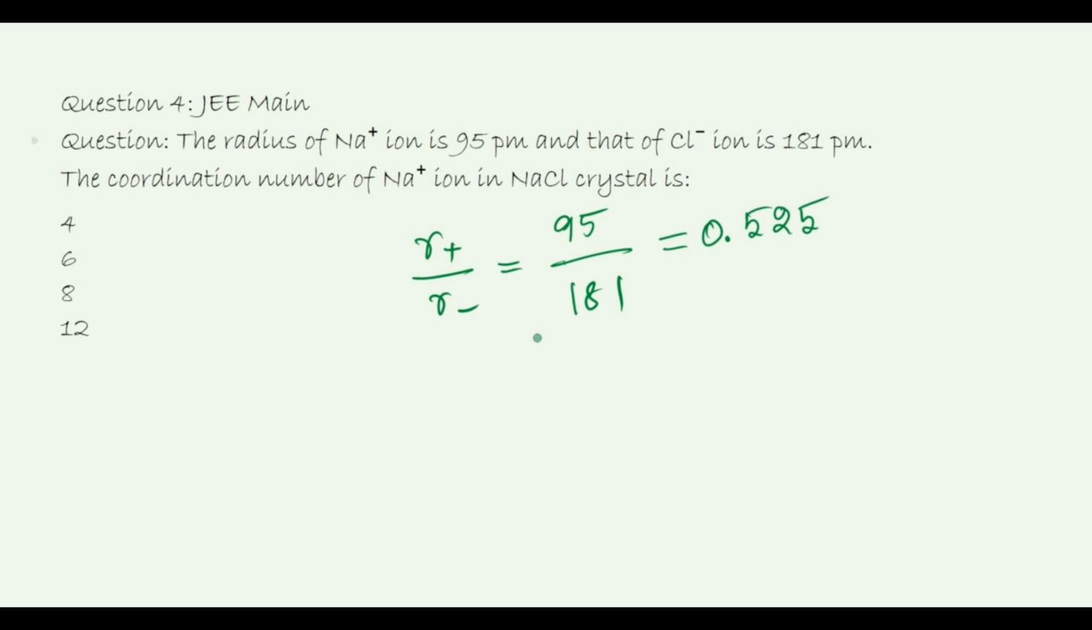Okay, so which category does it lie in? I have given you the table from this point to this point. What is the coordination number? What voids is it taking? And what are those examples? So for example, if it lies between 0.414 and 0.732, then the coordination number becomes 6. So this is the answer to this question. NaCl.